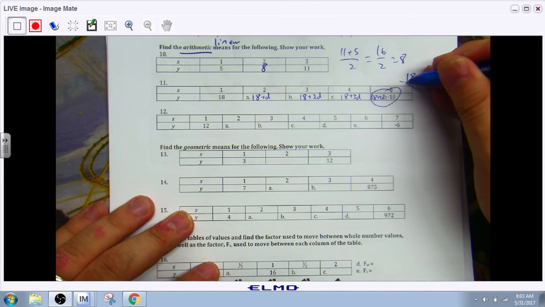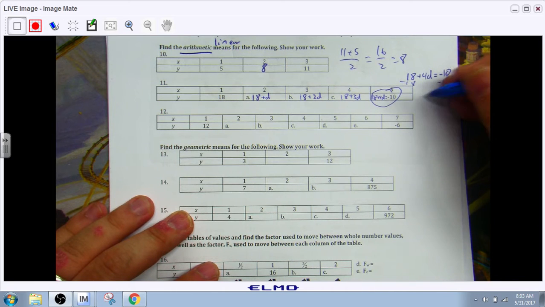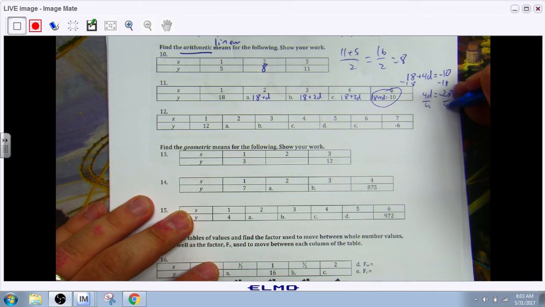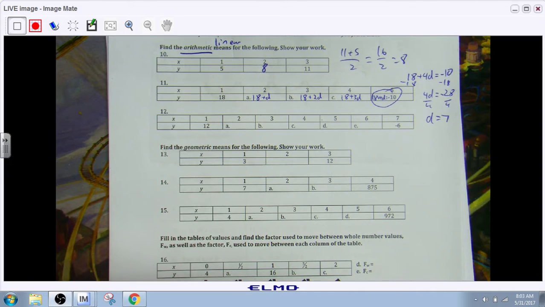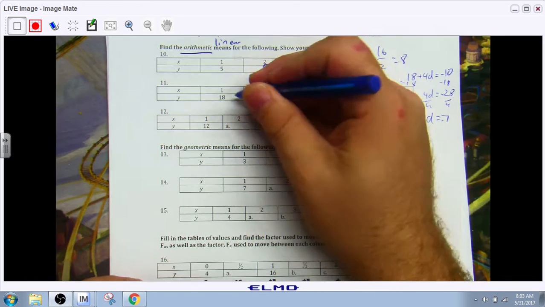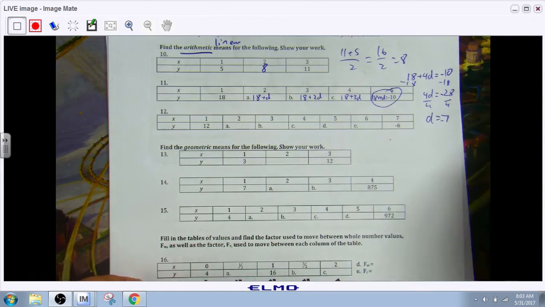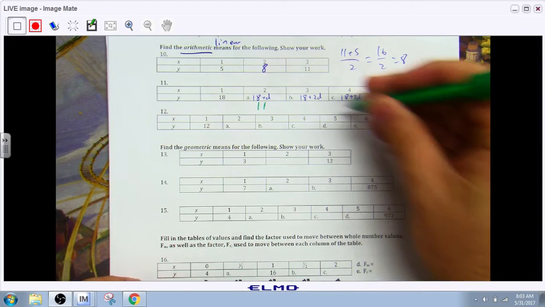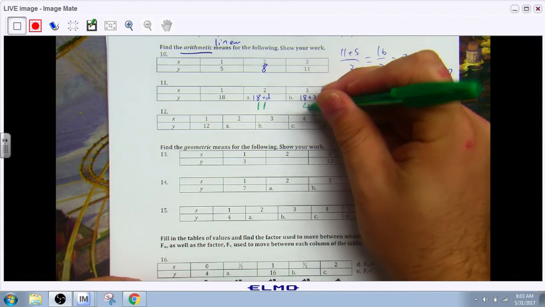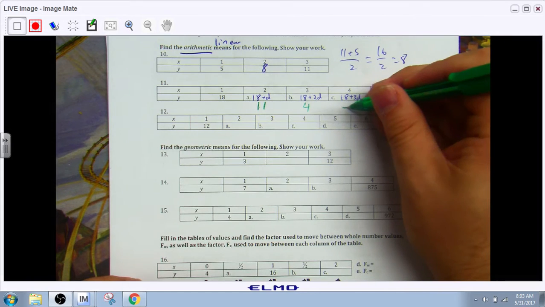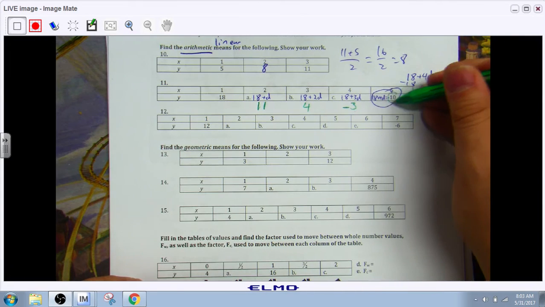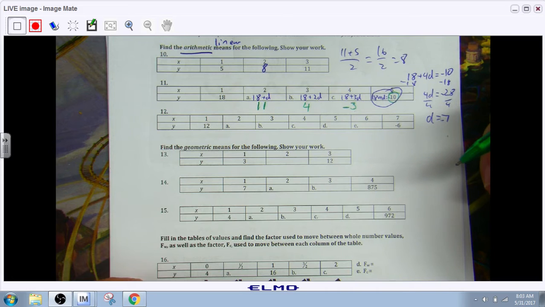If I subtract 18, 4d equals negative 28. If I divide by 4, d equals negative 7. So I know that at each step I'm really subtracting 7. So that means that 18 minus 7, this is supposed to be 11. 11 minus 7, this is supposed to be 4. 4 minus 7, this is supposed to be negative 3. And negative 3 minus 7 is, in fact, negative 10, like we were supposed to do.